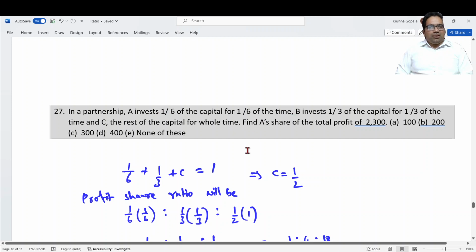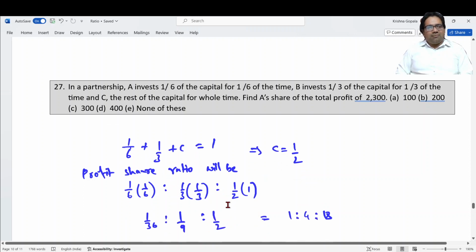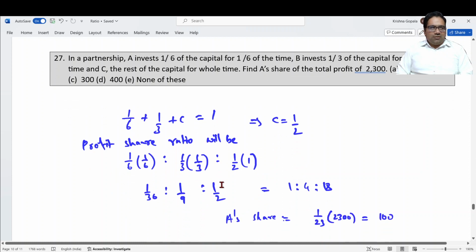He didn't invest for the complete time. So what is the profit share? 1 by 6 into A's 1 by 6 is to 1 by 3 into B's 1 by 3, plus C has invested for the whole time, 1 by 2 into 1, which is the other whole time. 1 by 36 is to 1 by 9 is to 1 by 2. This should be the profit share.